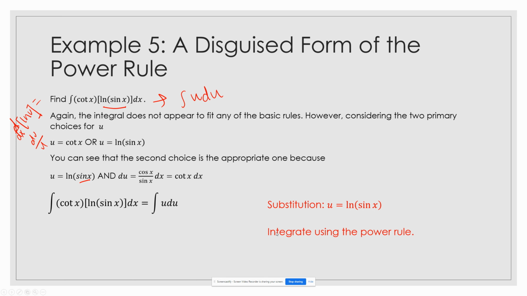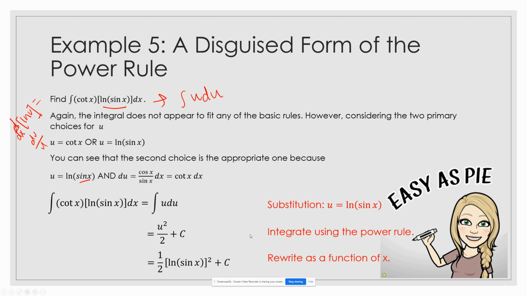So using the power rule, you're going to increase the exponent by one and divide by that new exponent. So we get u squared over 2 plus c. And now we just need to substitute back in our u. And so we get 1/2 ln of sine of x, squared, plus c. Easy as pie.